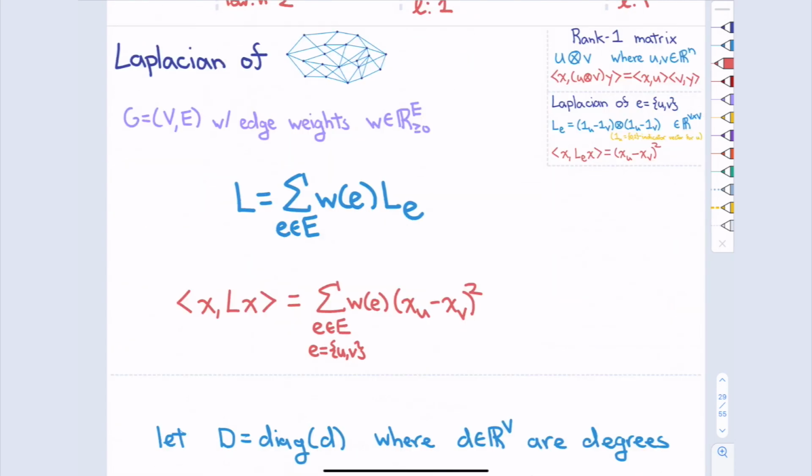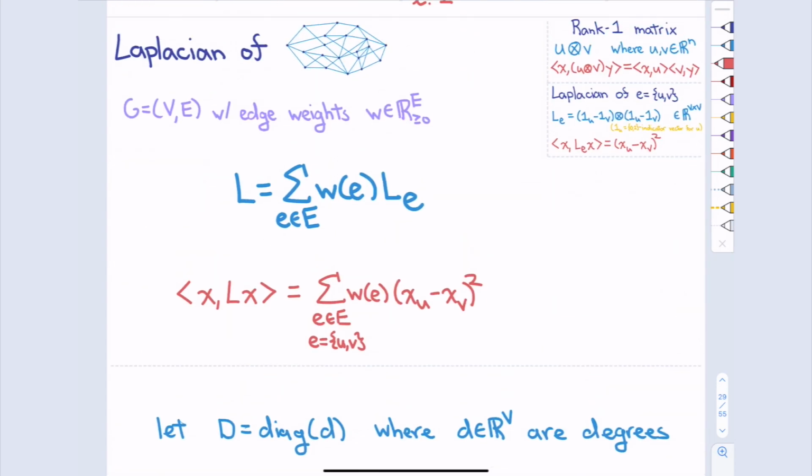Okay. Anyway, so we had this matrix. We studied it last time. x^T L x is the sum of squares. Another notation was that we let capital D be the diagonal matrix of degrees. Okay, that'll be used again and again.